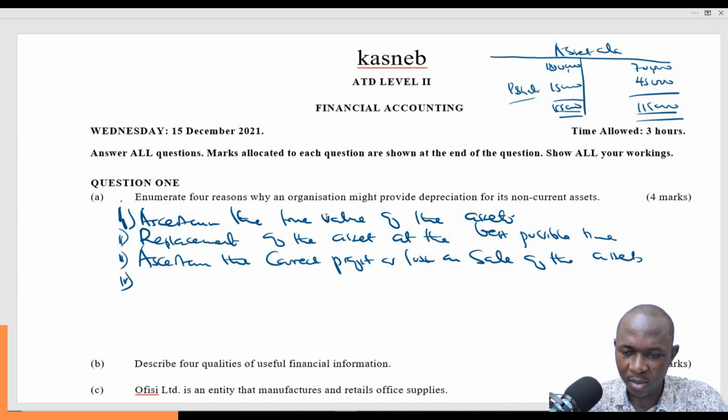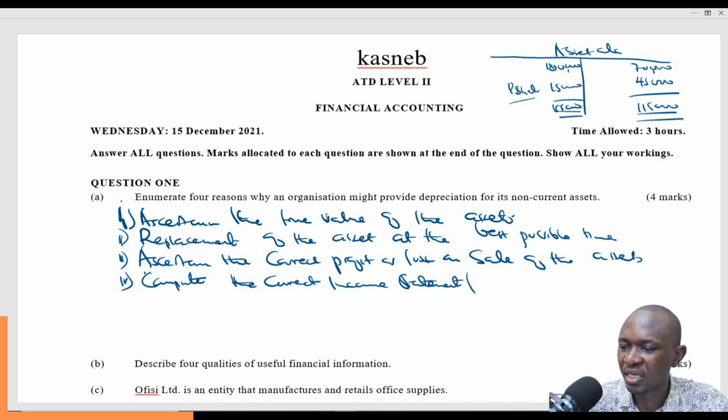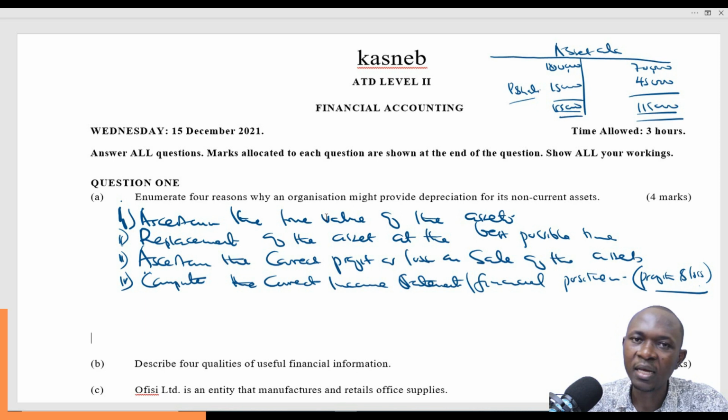So from this, you can see that it helps ascertain the correct profit or loss on sale of the asset. That is very important. Then number 4, it also helps us to get the true figure for profit and loss. So it helps us to come up with the correct income statement and statement of financial position. What we are saying in essence is that it helps us to compute the correct profit and loss situation of the firm, whether the firm has made a profit or a loss. So that is yet another importance for providing depreciation.